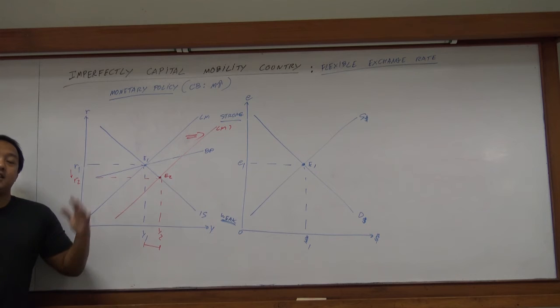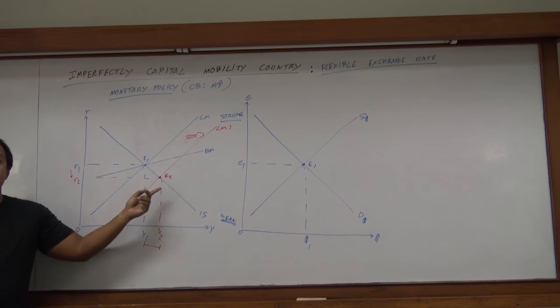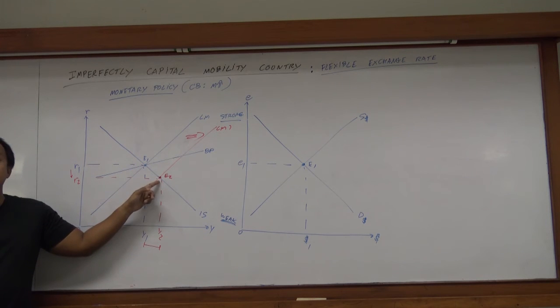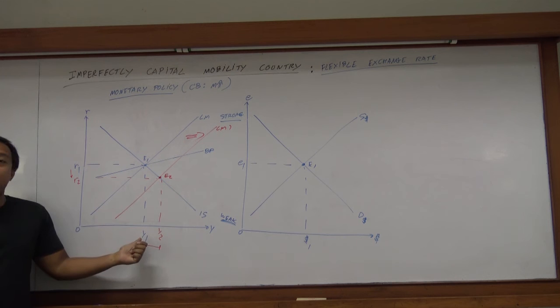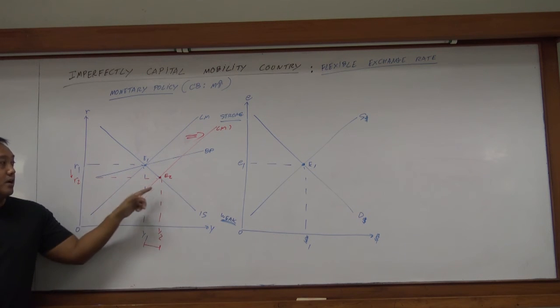Okay. If the central bank injects more money into the economy, the LM curve shifts to the right. As a consequence, the equilibrium point moves from E1 to E2. GDP increases from Y1 to Y2. The real interest rate goes down from R1 to R2.